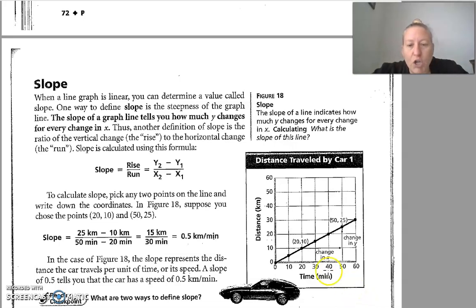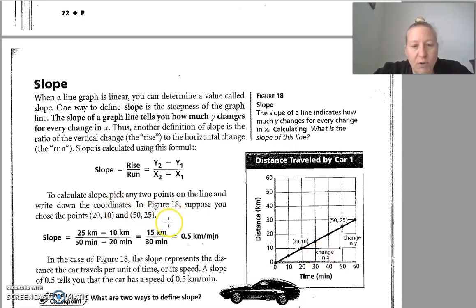So you're going to find two data points and you're going to find the difference in the y and the difference in the x, and then you're going to divide the two. So to calculate slope, pick any 2 points on the line and write down the coordinates. In figure 18, suppose you choose the points 20, 10, and 50, 25.